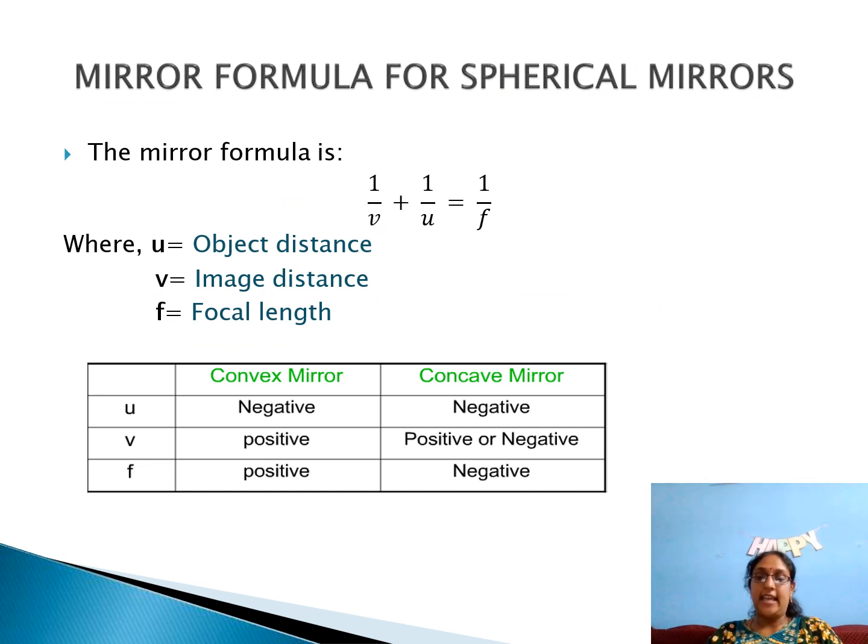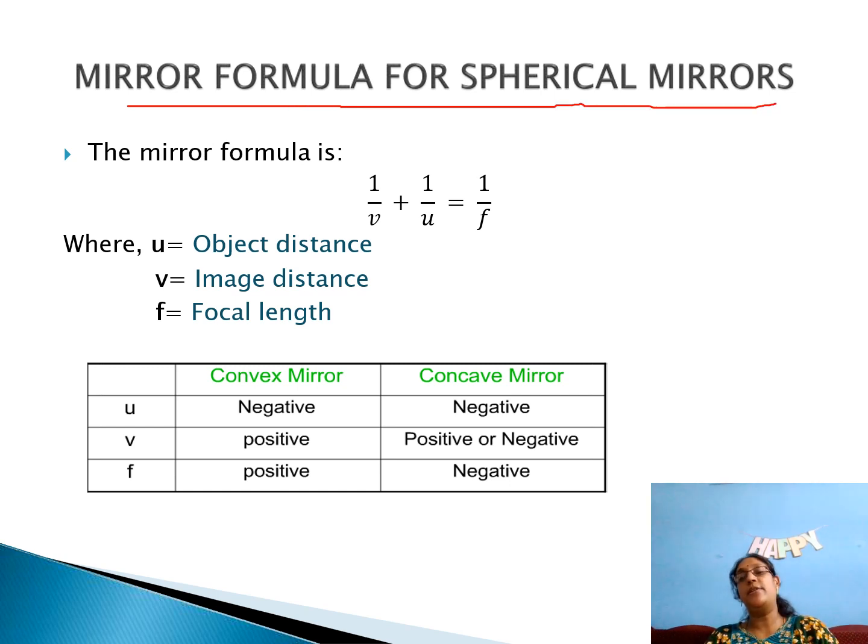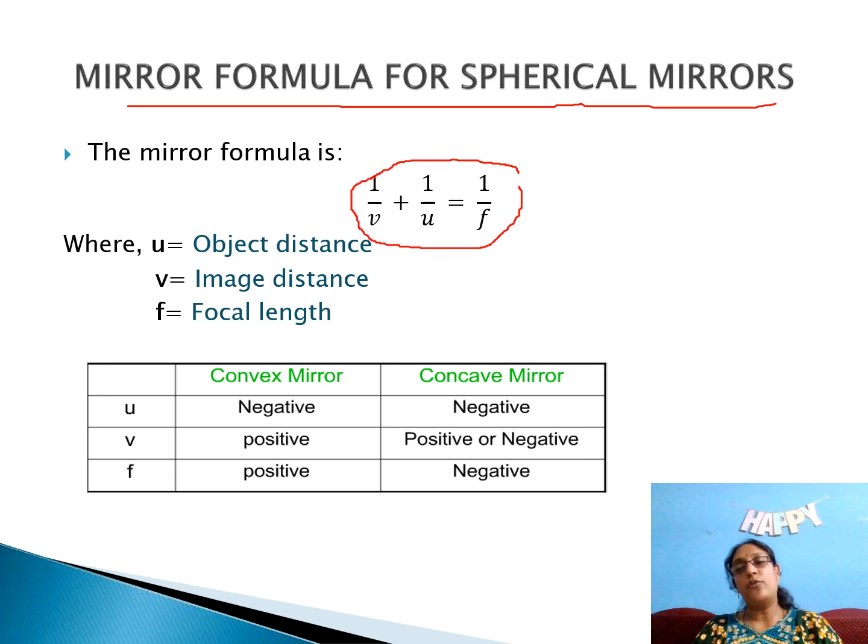So from that, we have a mirror formula for spherical mirrors. You need not worry about the derivation, as it is for the higher grades. When you switch to your 11th and 12th, you will learn how this derivation comes. But so far for the 10th, you only need to know the formula. So the mirror formula is 1 by v plus 1 by u is equal to 1 by f.